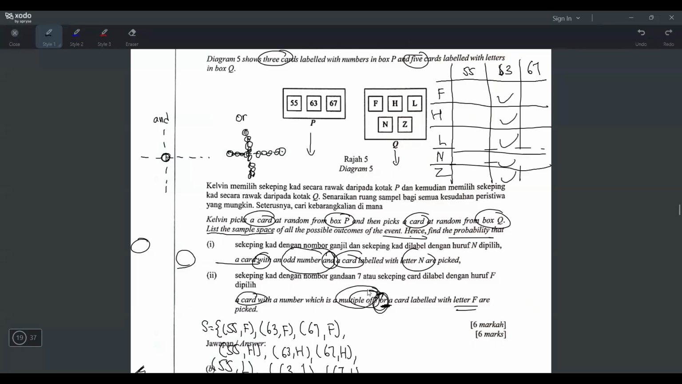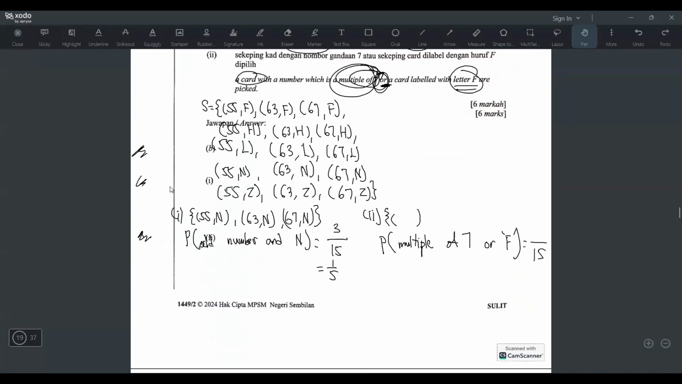Or means if you satisfy one of them, then we can take already, right? So it doesn't have to be a multiple of 7 and letter F at the same time. It just has to satisfy one of them. So all this I can take. And then letter F, so let's go to F and take all of it. This one is already taken, but we only count it one time. So out of 15, got 1, 2, 3, 4, 5, 6, 7. So 7 over 15 is the answer.